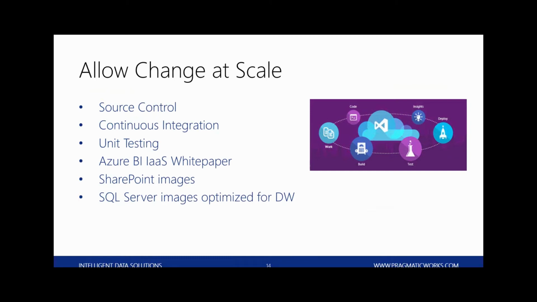Another area to allow this change at scale is, if you're not already doing so, you really need to start to consider cloud platforms and technologies. Not only for the speed they can offer to get you up and running, but also the cost and flexibility, so you only pay for what you're actually using. And from a business intelligence perspective, we're seeing that ability with Azure Infrastructure as a Service.